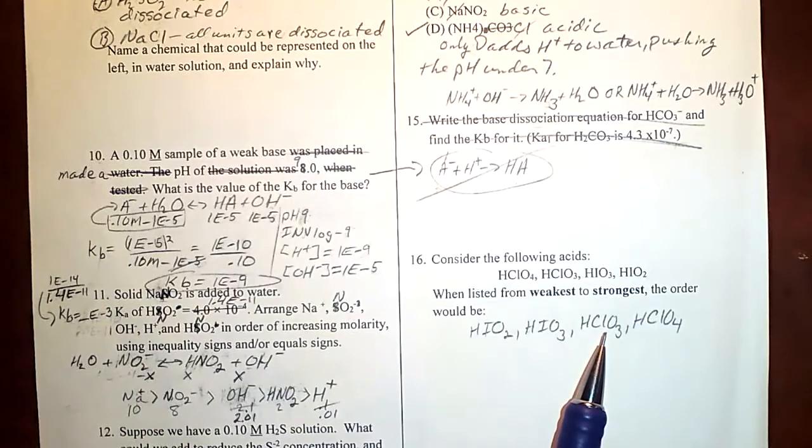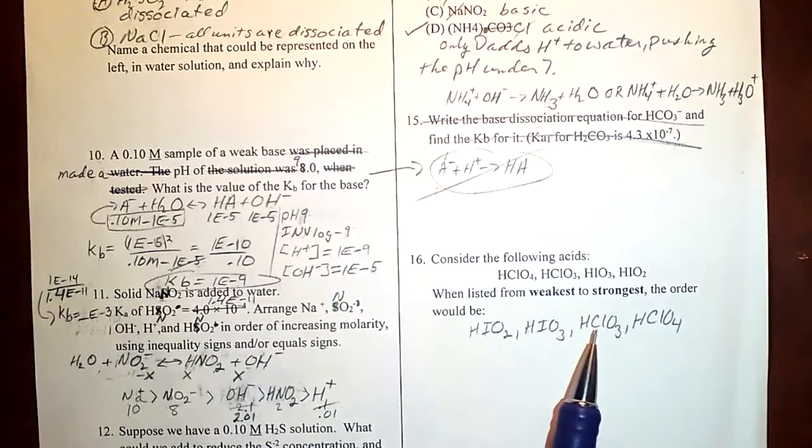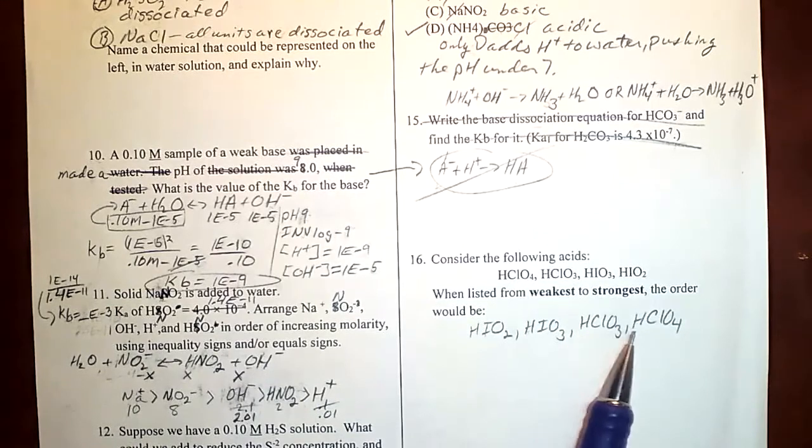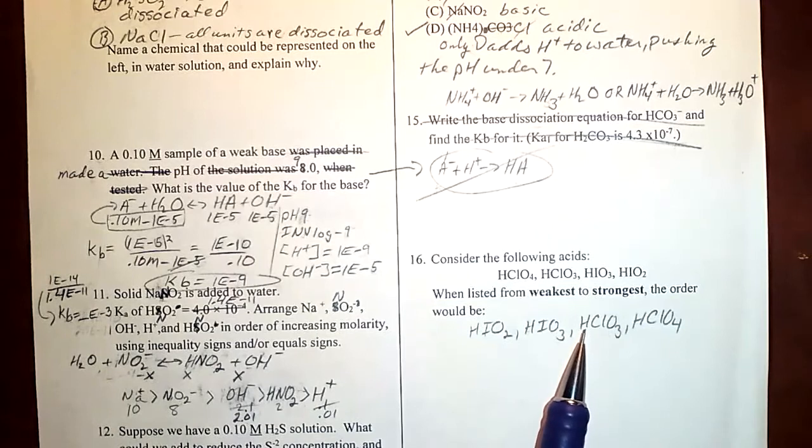That means that it does a better job of pulling electrons toward itself. That effect cascades through. And the pair that is bonding to H plus will get pulled away from the H more. That makes the H less tightly bound, which makes it more acidic. It makes it a better acid. So this half is definitely going to be a better acid pair than this pair.